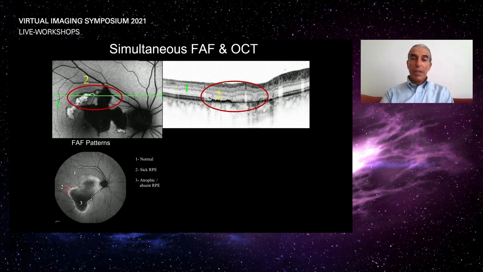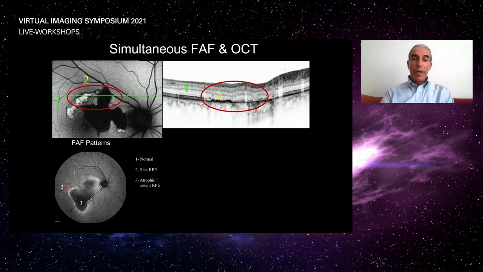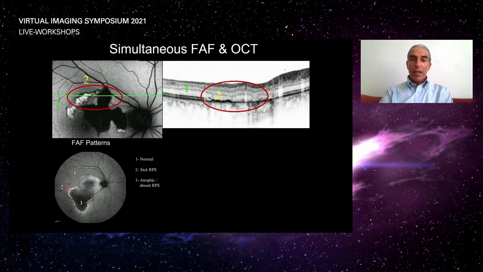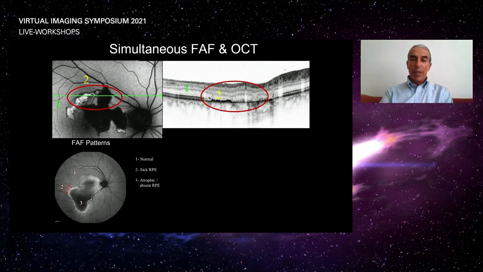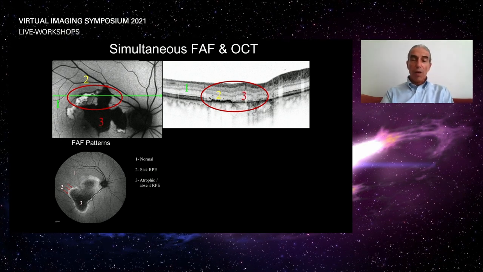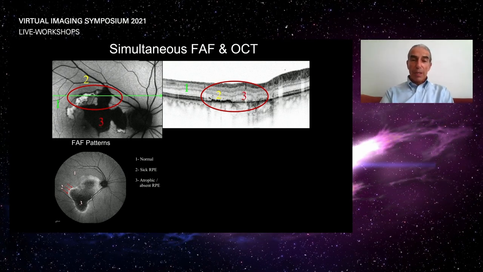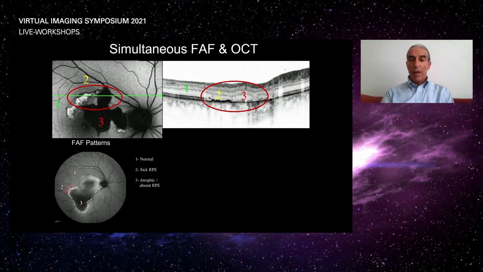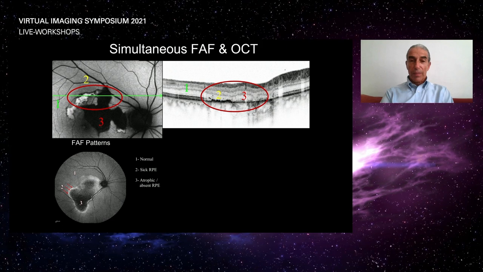Area number 2, seen in yellow, is white in the autofluorescence. We have increased activity, and it shows irregular, distressed RPE seen on the OCT image. And of course, what is to follow is the area of absent RPE, black, seen as a denuded RPE on the OCT image on the right.